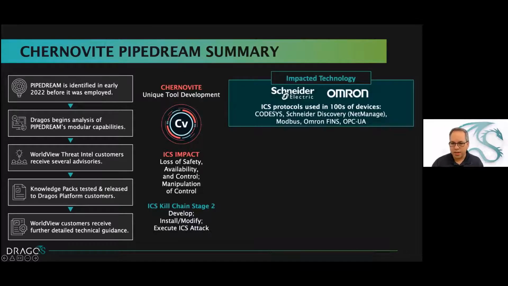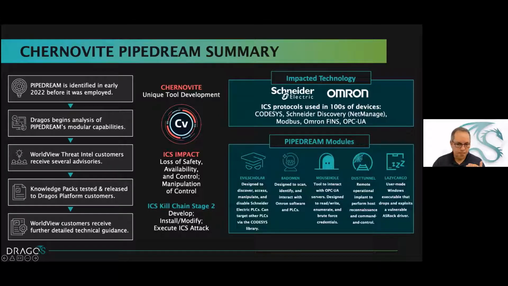Just to give you an idea of the potential impact, so far we know of this affecting or targeting Schneider Electric systems, PLCs, Omron. The concerning thing in this case, of course, is that the toolkit is leveraging native ICS protocols that are used by hundreds of different devices. And there are different libraries and protocols that it's leveraging as part of those different modules. We've identified at least 5 modules.